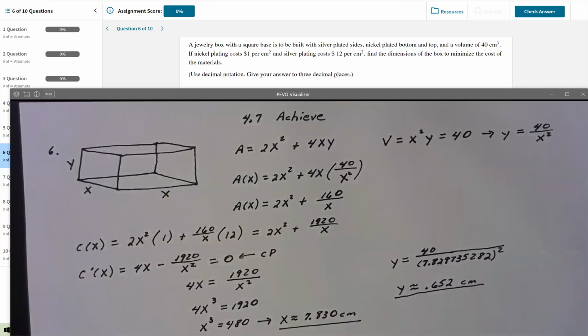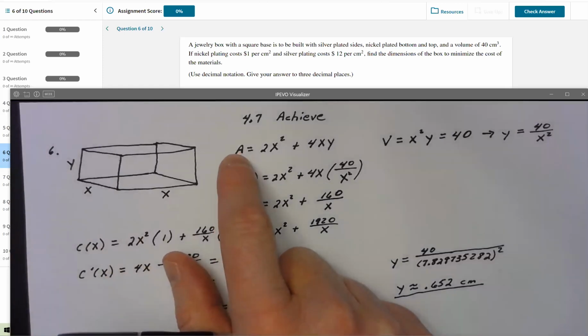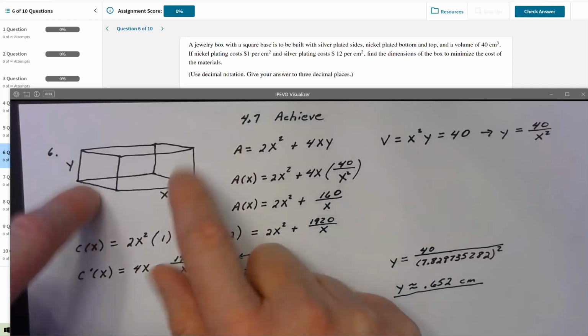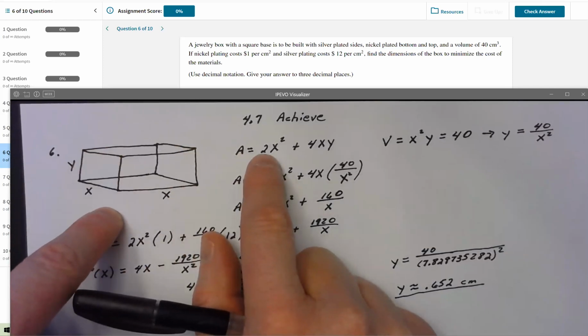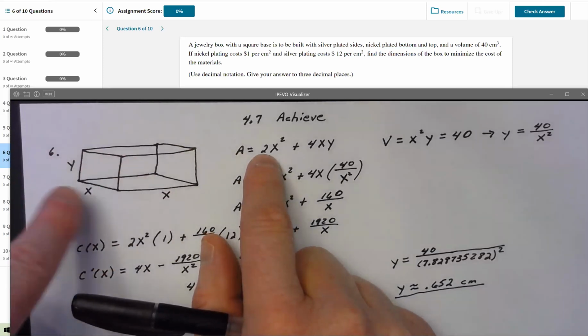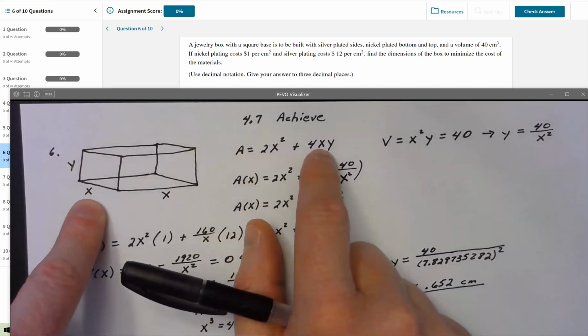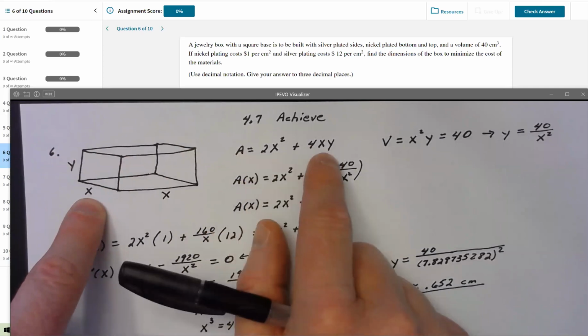If nickel plating costs $1 per square centimeter and silver plating costs $12 per square centimeter, find the dimensions of the box to minimize the cost of the materials. Okay, so in order to minimize the cost of materials, I need to get a surface area formula for the box. The area of the box is going to be the area of the base and top, so that's 2x squared, plus the area of all of the sides. Every side is going to be x by y, so you're going to have plus 4xy. This would be the area of the box.